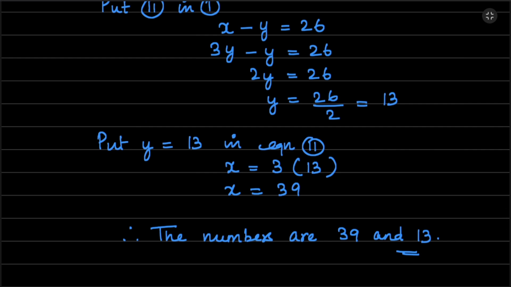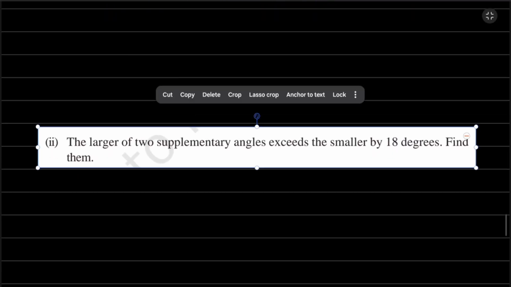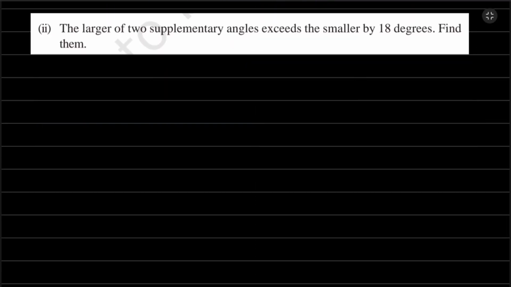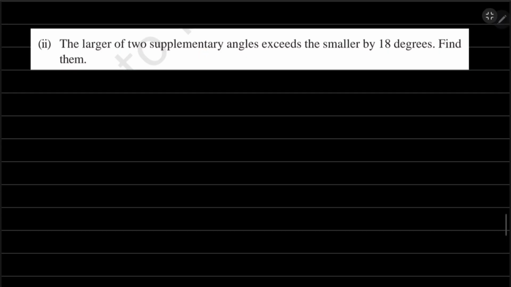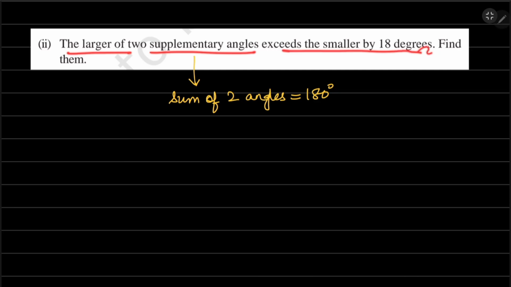Now moving on to the next question. The larger of the two supplementary angles. What do you mean by supplementary angles? Supplementary angles refers to two angles whose sum is 180 degrees. That's what it means by supplementary. Complementary means 90 degrees. So what is given is the larger of the two supplementary angles exceeds the smaller by 18 degrees. Find them.